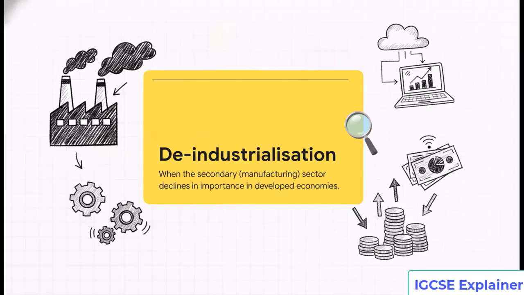One of the absolute biggest evolutionary steps for a developed economy is deindustrialization. This happens when the secondary or manufacturing sector starts to decline in importance. Now, it's really important to note, this doesn't necessarily mean a country is failing. Actually, it's more like a natural pivot. As nations get wealthier and more advanced, they often naturally transition away from heavy factory manufacturing, kind of letting emerging nations handle that, while they focus heavily on high-end services, technology, and finance.